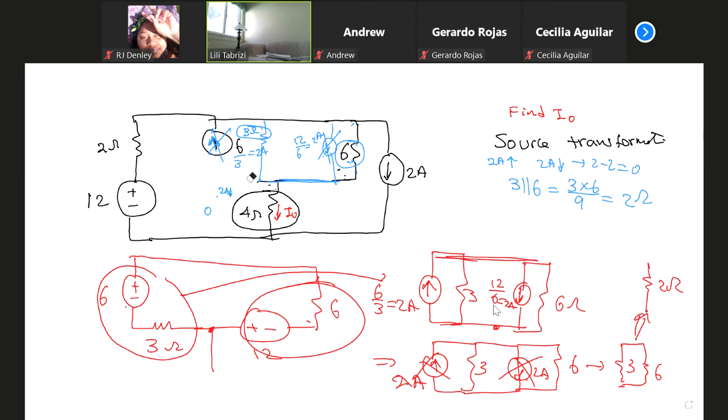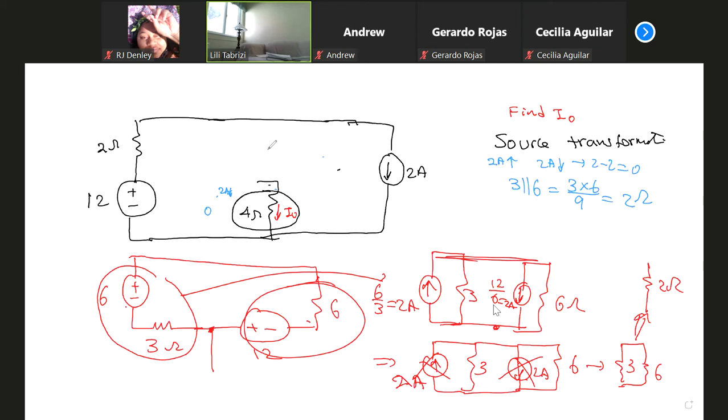The next step is that I can go now and erase this entire part. The only thing about source transformation is, especially at the beginning, each time you should keep drawing new circuits. This entire part, I can substitute by 2. Okay, we're not done yet. You have to find I0.